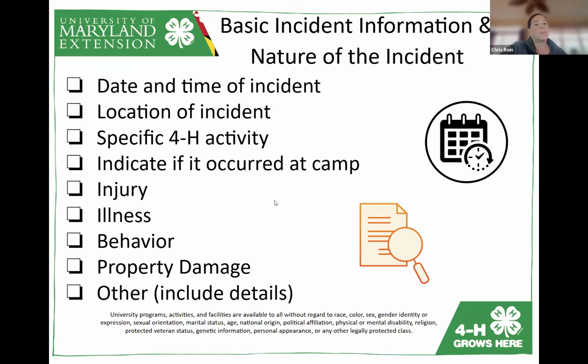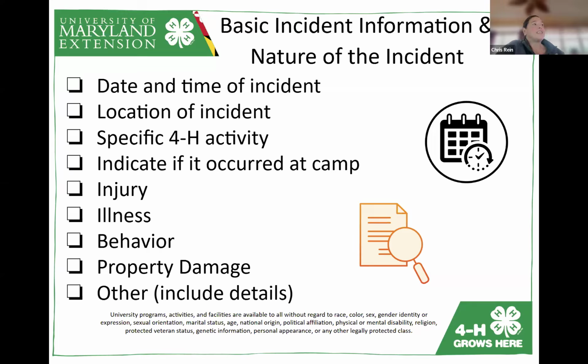For example, if you're capturing an incident that happened at camp, it would be the 4-H camp and the location where you might be camping. If it was at a public speaking contest, you want to capture what school you might be at, and the location of the school. Make sure you're very specific when including that information. You want to indicate if it occurred at camp, because that involves other people who look at the incident accident reports, and Joseph can speak a little more to that.